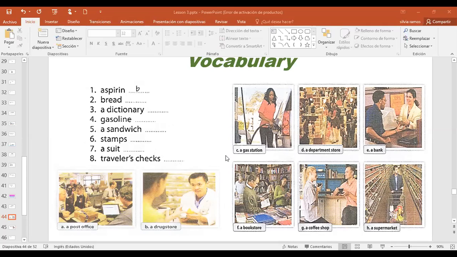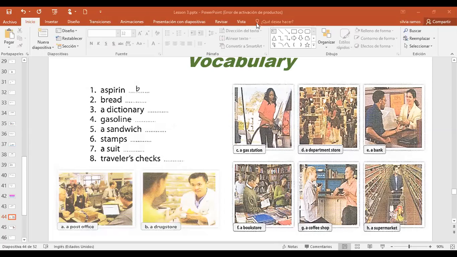Number six, stamps. A post office. Very good. What about number seven, a suit? A department store. Okay, good. What about number eight, traveler's checks? A bank. Okay, very good. Traveler's checks are for a bank.